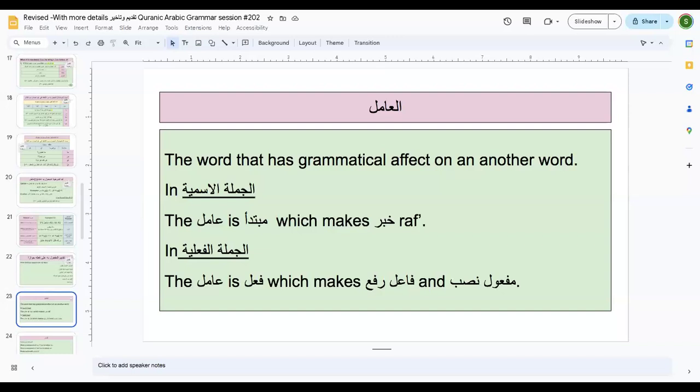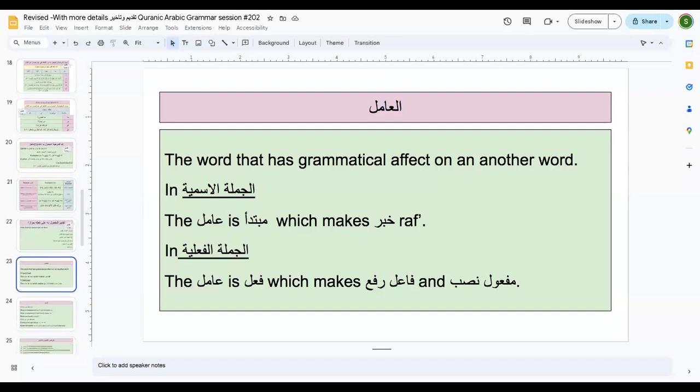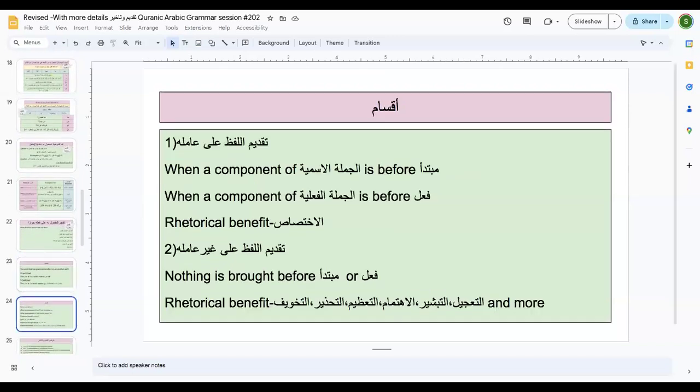Have we covered this before? Yes, we have covered it. I'm just reviewing it with you. When a component of jumla ismiya is before the mubtada, or a component of jumla failiya is before the fail, which means taqdeemul lafz ala amilihi, when something is brought before the amil of that very sentence, what is the benefit? Al ikhtisas, exclusivity, and tawqeed as well. Is this clear to all of you?